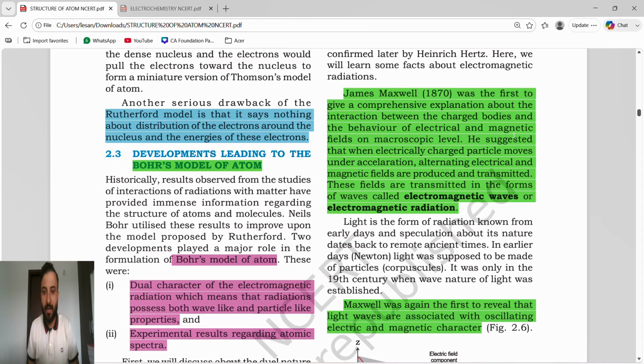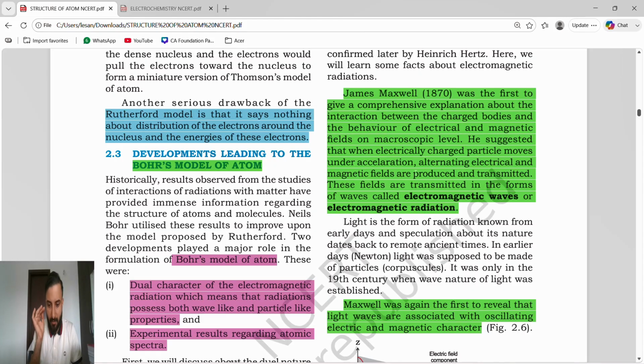Okay, so he suggested that when electrically charged particle moves under acceleration, so what is happening here? Alternatingly means either electrical field or magnetic field are produced and transmitted. It's not just produced. After producing, we have to transmit the electrical field also, or after producing, we have to transmit the magnetic field also. Okay, this concept, guys, we already studied before. There only, just now I have shown you, right? Electrical field and magnetic field both should have to be there, then only the deflection and all will happen.